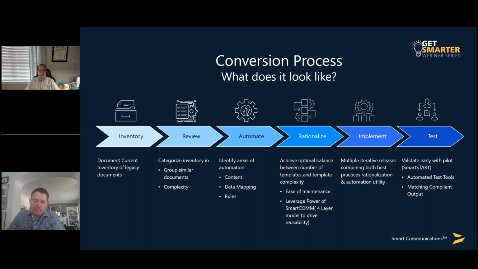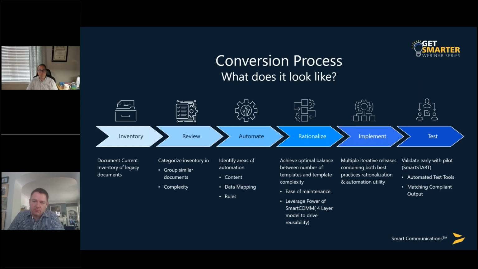You want to group documents into similar bunches as well. The reason for that is you'll want to migrate similar templates together so you can learn as you go. As you migrate a type of document or communication, it's going to allow you to repeat that process and not make the same mistakes twice. So you learn from what you did the first time, and as you have that group of similar templates, you can build those out in the same way in a much quicker fashion as you go through the process.